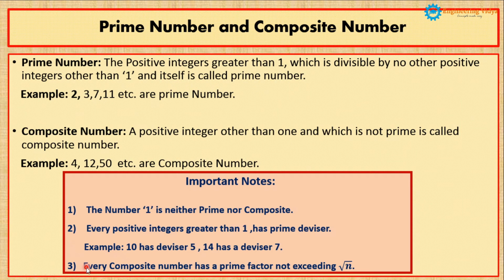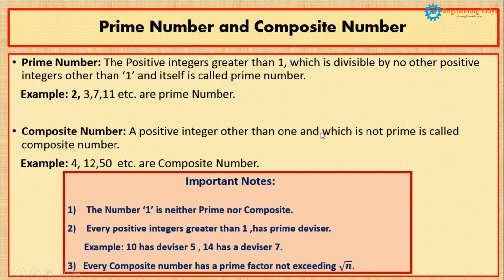So this statement says that every composite number, meaning the number which is not prime, right? Every composite number has a prime factor not exceeding the square root of n. So the third point is going to help us in problem solving. For the time being you may not understand the importance of the third point, but whenever we come to the problem solving or algorithm part, over there you will understand everything.